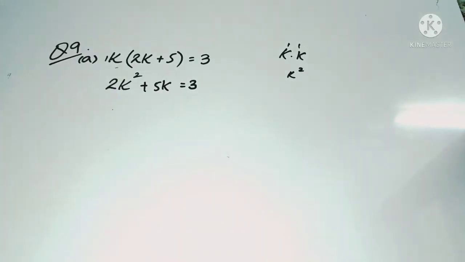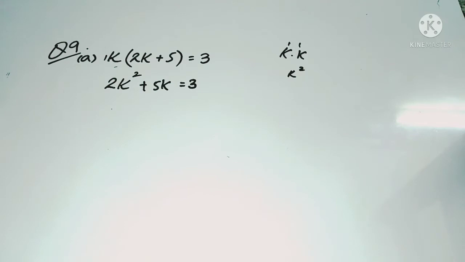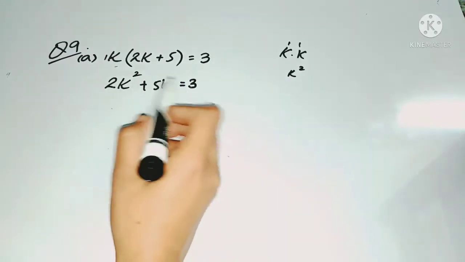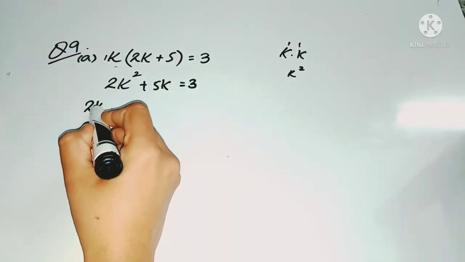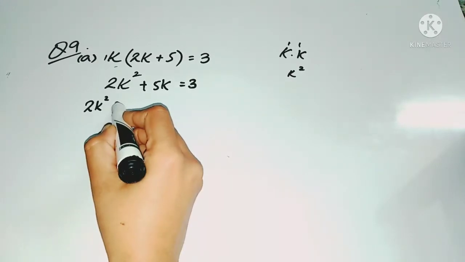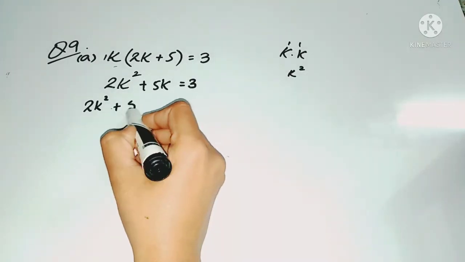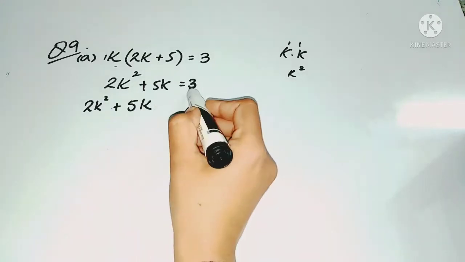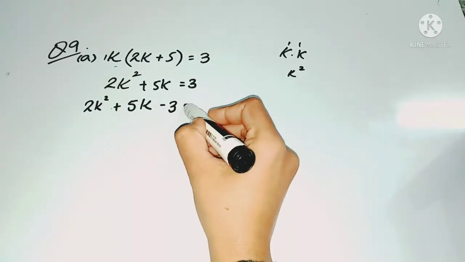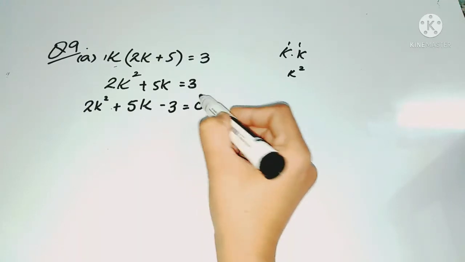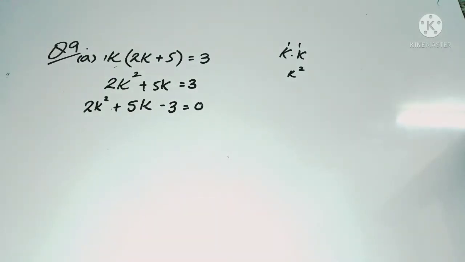Students, we can make it a quadratic equation, and you know that we can solve the quadratic equation with the help of factorization. So this 3 is adding over here, friend. It will come to this side, it will be subtracted. So your equation would be 2k square plus 5k minus 3 is equal to 0.